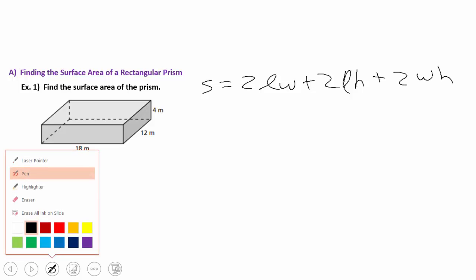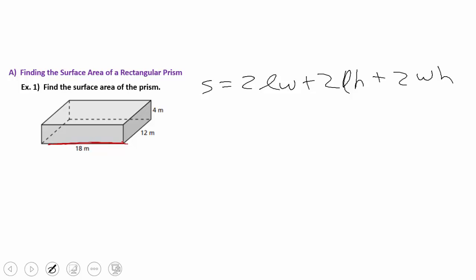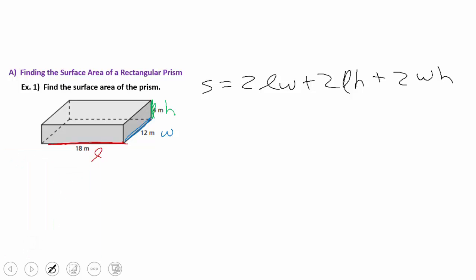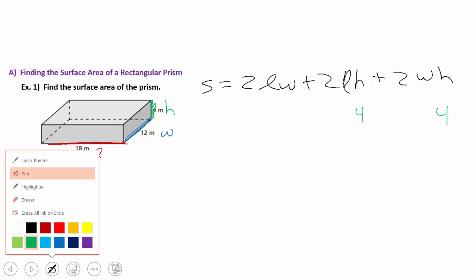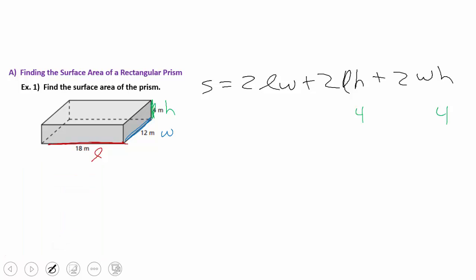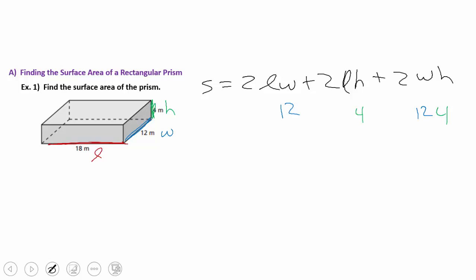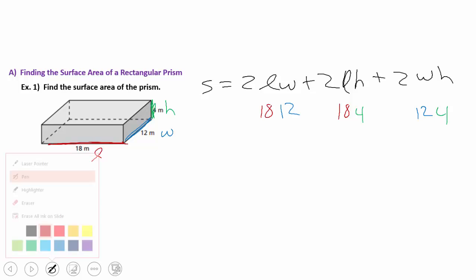Let's fill those in. I'm going to color coordinate this real fast. I've got the length right here, and that's going to be red. And I've got the width, let's make that blue. And I have the height, well, let's make that green. So everywhere I have those letters, I'm going to color coordinate that with numbers. Everywhere I have a height, I need to put in a 4, so a 4 over here and a 4 right there. And everywhere I have a W, I'm going to put in a 12 for the width. So I have a 12 here, and another 12 over there. And everywhere I have an L, I'm going to put in our red number, which is 18, and that's going to go there and there. And then I'm going to fill in the rest of the formula.